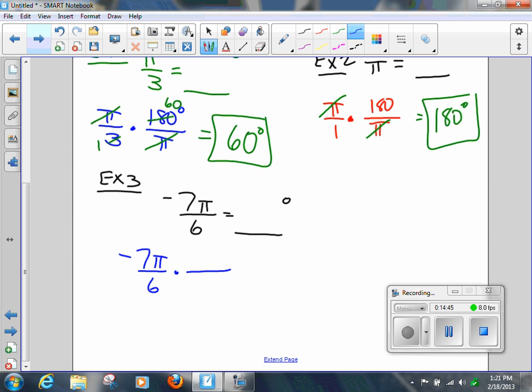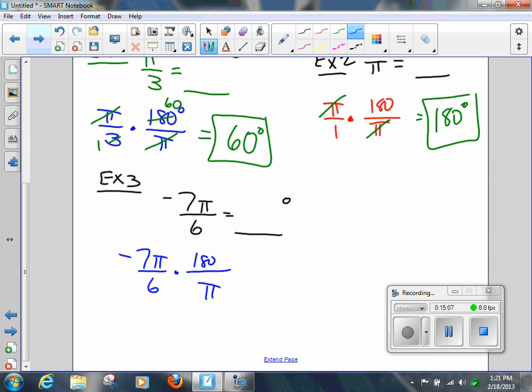When I look at this, I don't even think, what's the correct conversion factor? I think, what do I have to have on the diagonal so it will cancel out? Pi. So what is my conversion? That leads me to my conversion factor, which is 180 over pi. Does that make sense? This is just something else I don't have to memorize.